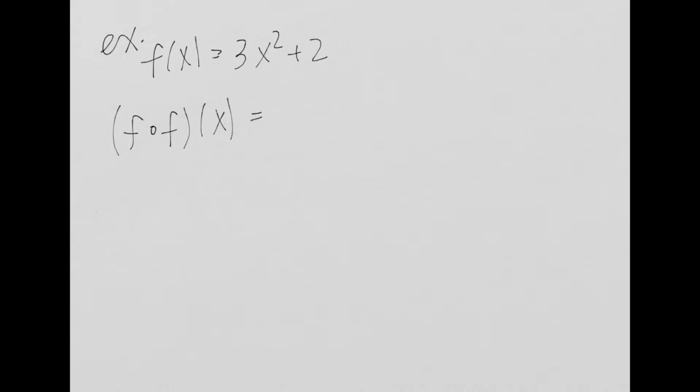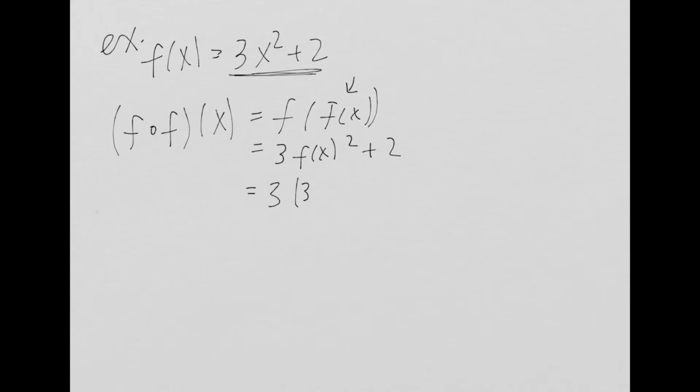Let me do one more example with composition. Let's let f of x be 3x squared plus 2, and I want to know what is f of f of x. So this is really f of f of x, just two different ways to write it. Everywhere I see an x in this equation, it says to plug in an f of x. So that's 3 f of x squared plus 2. But we know what f of x is, so that's 3 times 3x squared plus 2 squared plus 2.